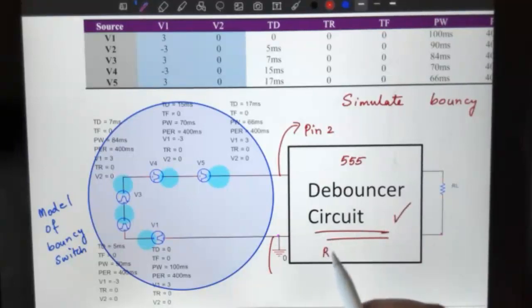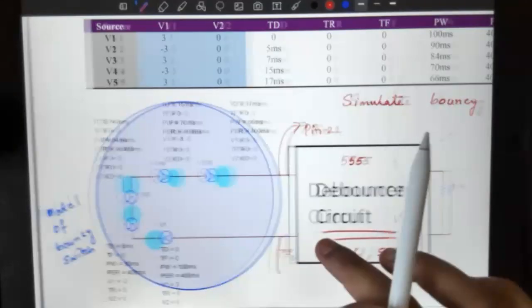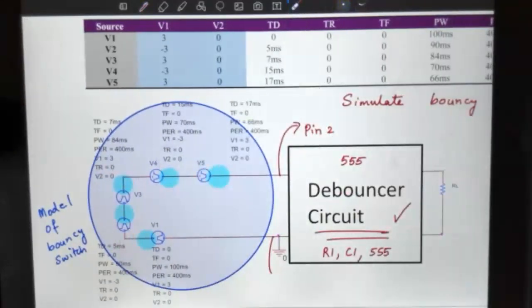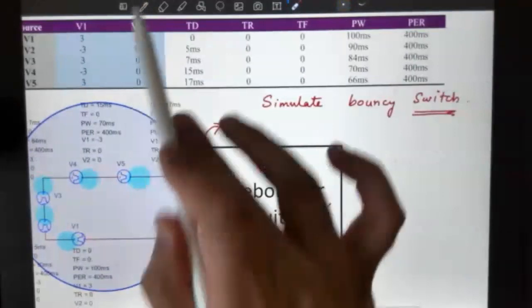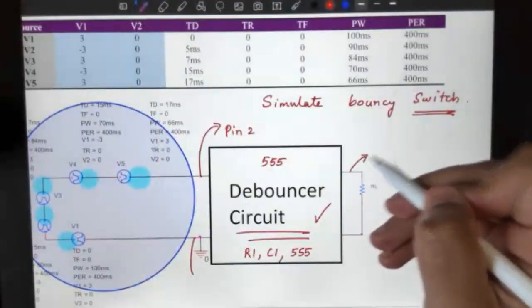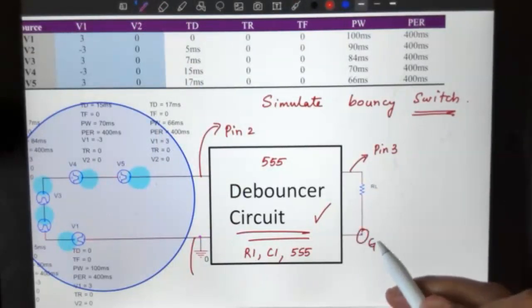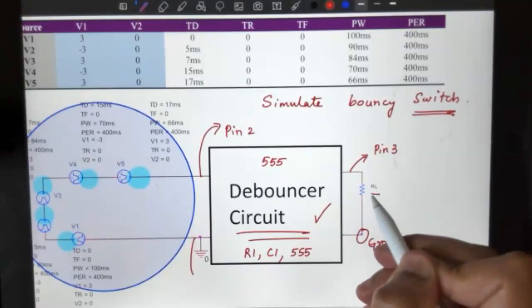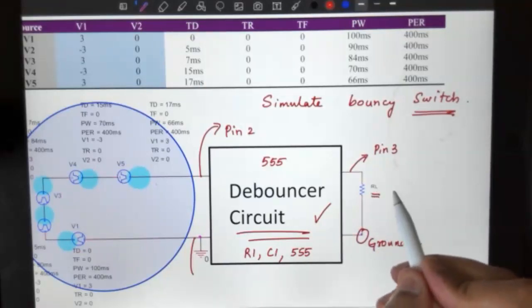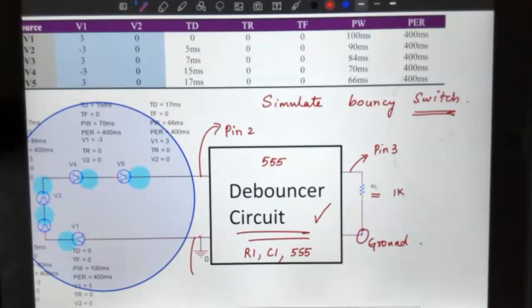So R1 goes in here, C1 goes in here, the 555 goes in here, all the wires that are connecting around that 555 go in there. Just the bouncy switch is shown by those voltage sources. What is going to be the output? Well, we know the output is going to be pin 3. That's pin 3, and that should of course be connected to ground using some load resistor. You can pick a 1 kilo ohm resistor to do this simulation.